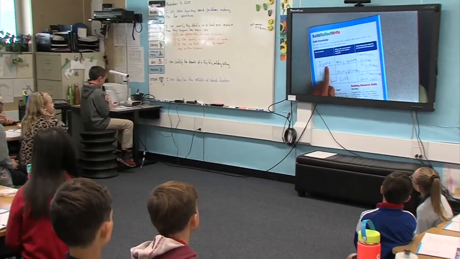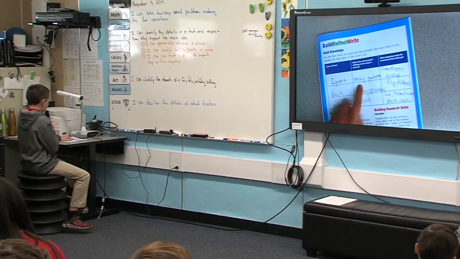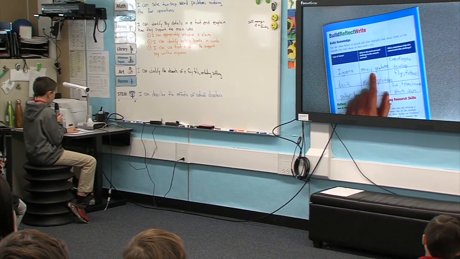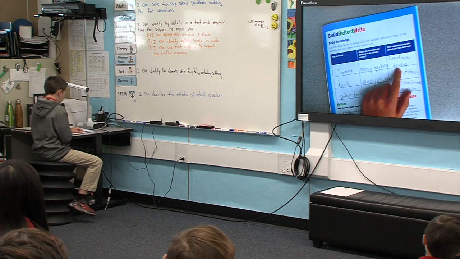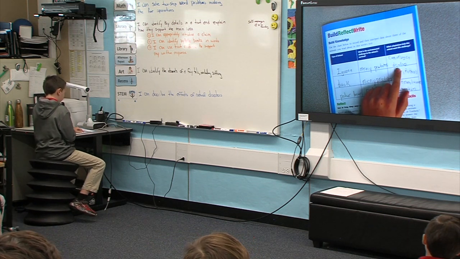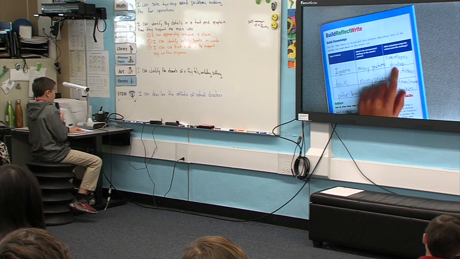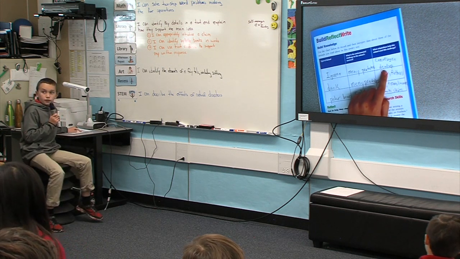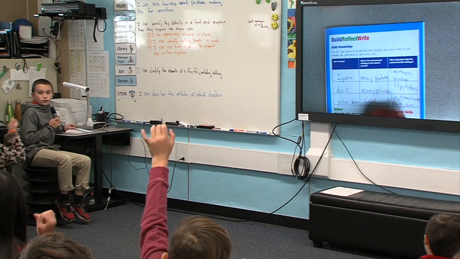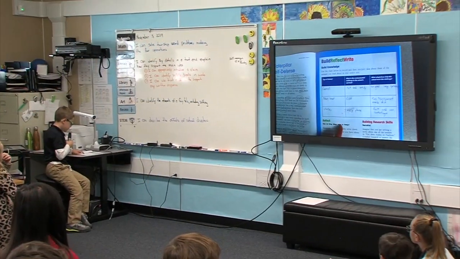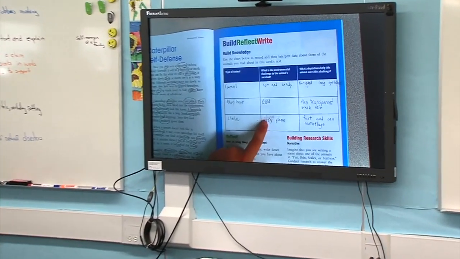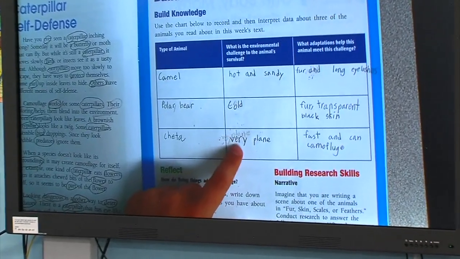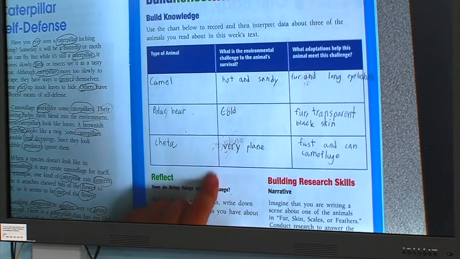I chose iguana, and there are many predators, and the adaptations to help the animal meet this challenge is it can camouflage and it has a dwarf. All right, perfect. I chose cheetah, and it's very plain, and it can move fast and can camouflage.